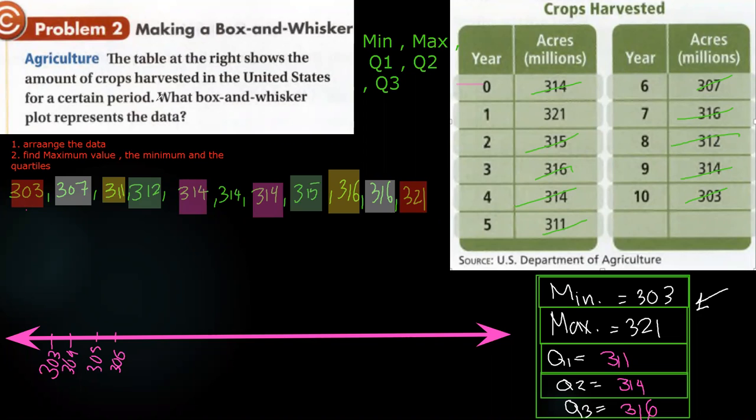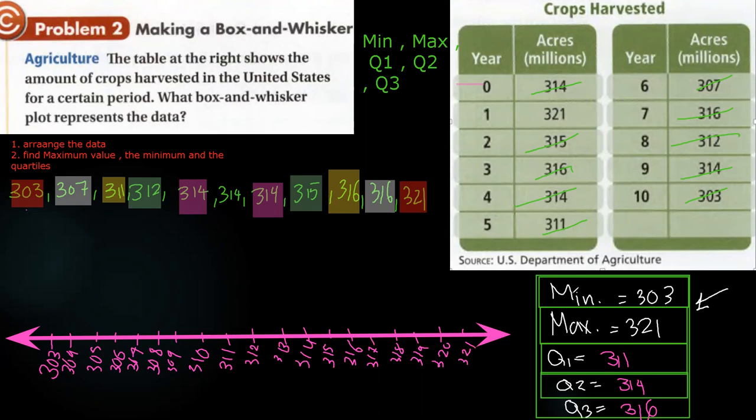Like when you draw the x-axis: 303, 304, 305, 306, 307, 308, 309, 310, 311, 313, 314, 315, 316, 317, 318, 319, 320, and 321. So you need to bring a number line and draw on it the numbers starting from 303, ending with 321, and the difference between each one is one. Is it clear now how I draw the number line? Yes, miss. You have to start from the minimum and end with the maximum.